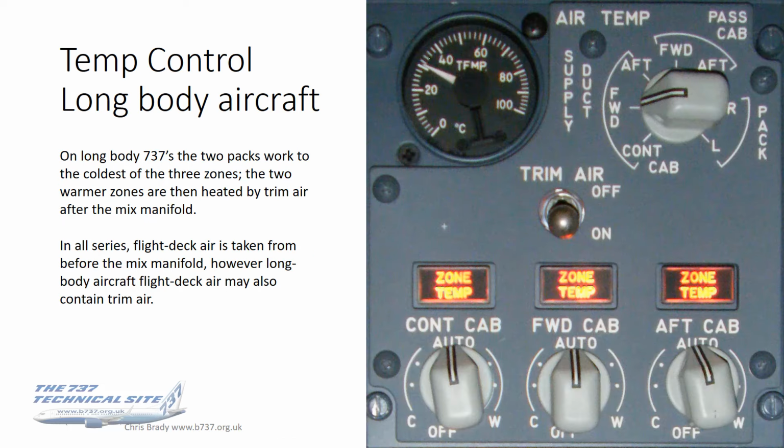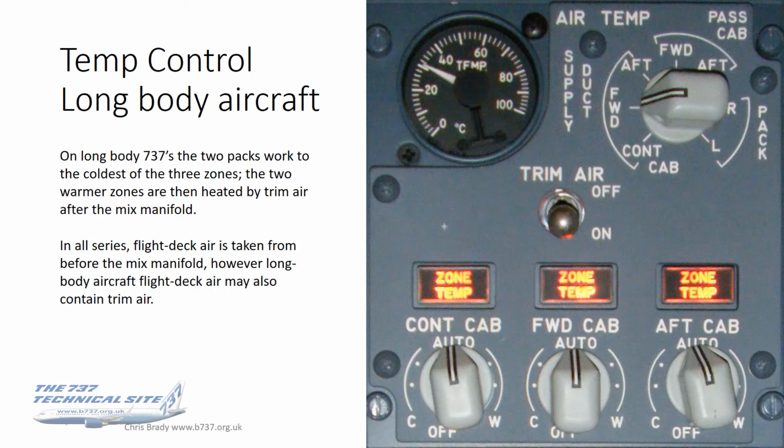Temperature control on the long body aircraft is quite different. The aircraft is divided into 3 zones: the control cabin, forward, and the aft cabin. And the 2 packs actually work to the same temperature, unlike the short bodies where they work independently to whatever temperature you set on the temperature selectors. On this system, both packs work to the same temperature, and that temperature is the coldest of the 3 zones.